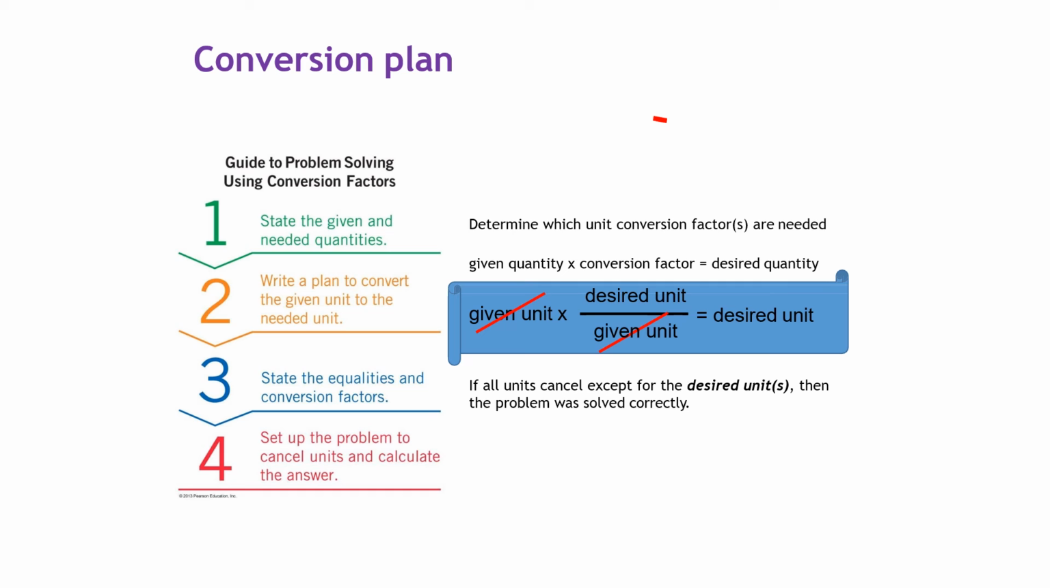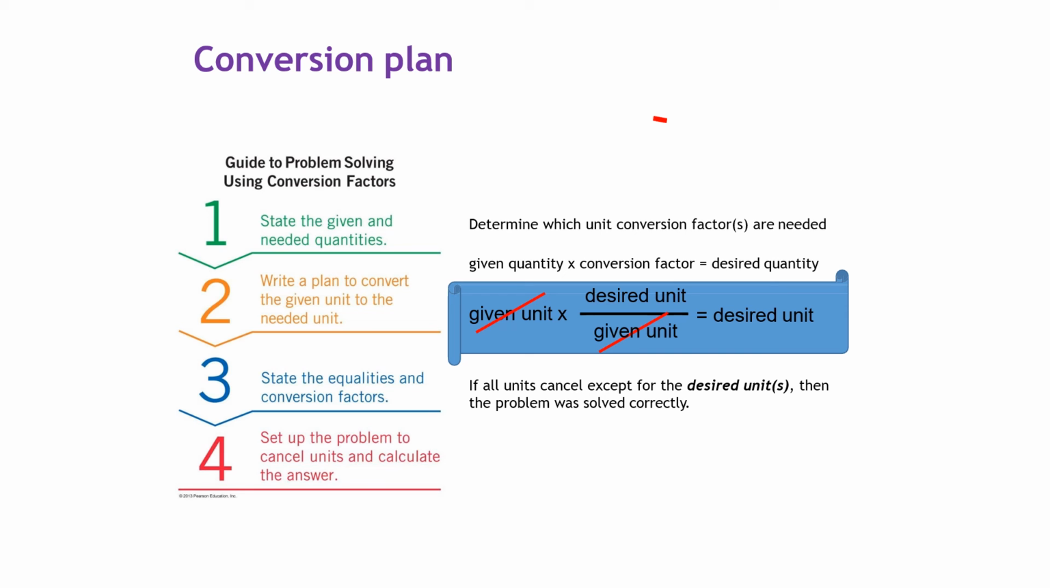Now we already talked about how to take an equality and set it up as a conversion factor, but now we're really going to develop a more detailed problem-solving guide for the problems that I'm going to present to you in a moment. So it's always good to have a plan when you're looking at a word problem. You have to break it down and figure out in step one, what is your given quantity and what quantity is needed or desired.